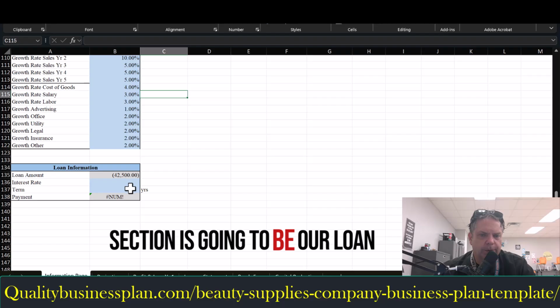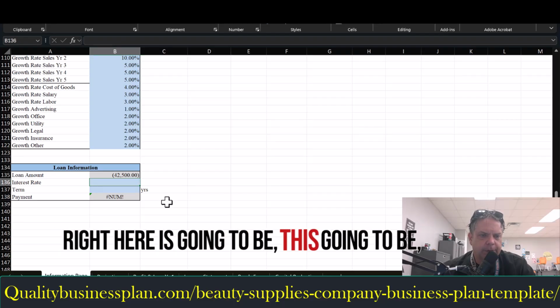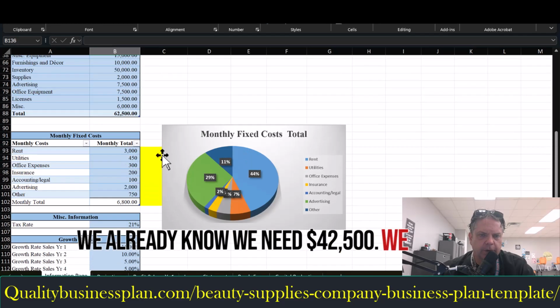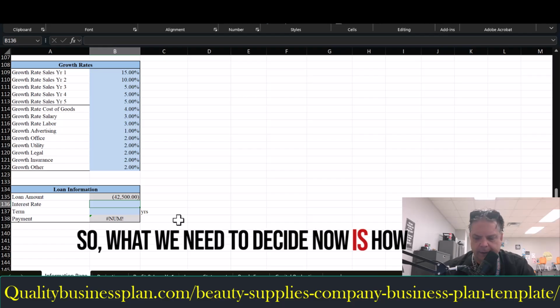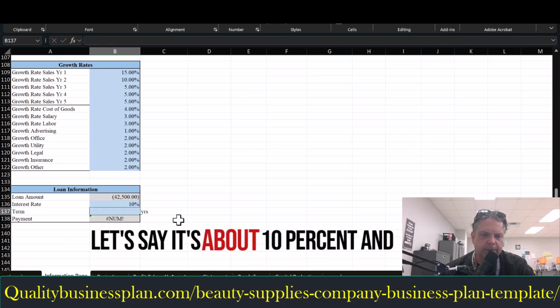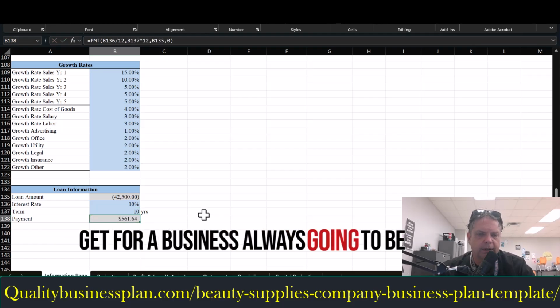The last section is going to be our loan information. For the loan information, we already know we need $42,500. We figured that out up here. So what we need to decide now is the interest rate. What is the local lender going to charge us? Let's say it's about 10%, and typically a term you're going to be able to get for a business loan is going to be about 10 years.